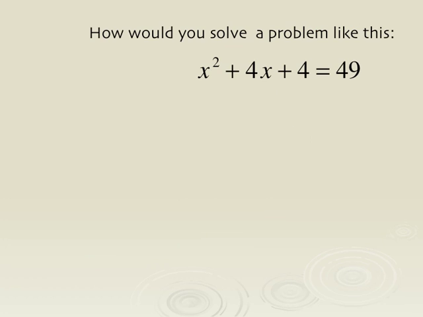So how would we solve a problem that looks a little bit different? On the left-hand side, now we have a polynomial. X squared plus 4x plus 4 equals 49. Well, one thing we might do is to notice that the expression on the left-hand side, x squared plus 4x plus 4, can be rewritten in factored form.